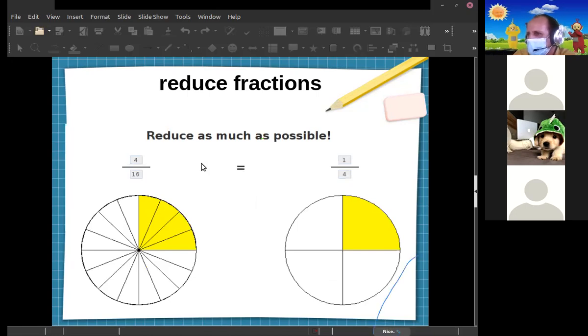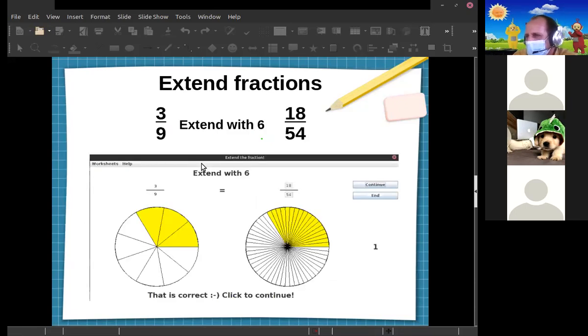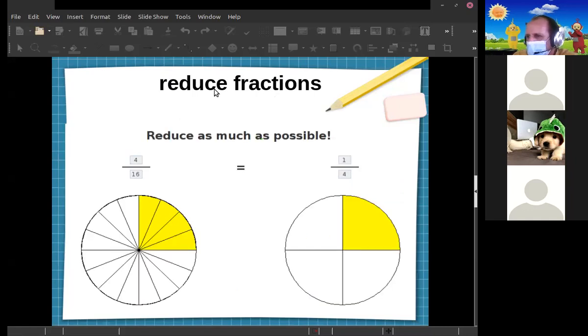Now the next one, the opposite of extend, is reduce fraction. So we have here extend fraction, 3/9 of 18/54 is extend the fraction. And here we have to reduce a fraction. This is something we have to do in every calculation in the end. We have to reduce the fraction to the smallest possible number. So we have an example, 4/16, and we have here 1/4.